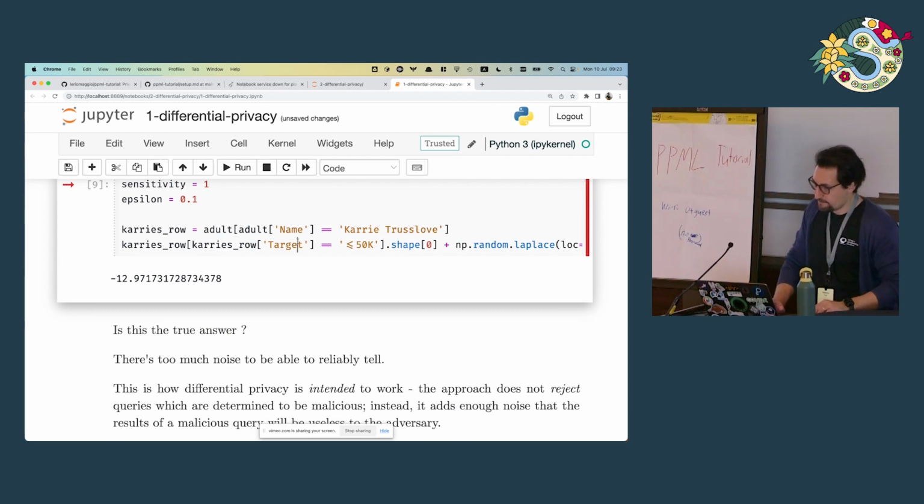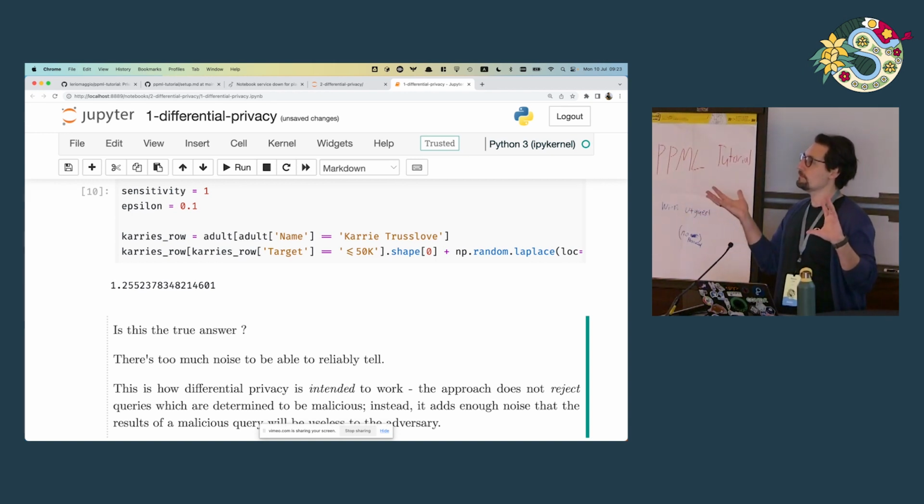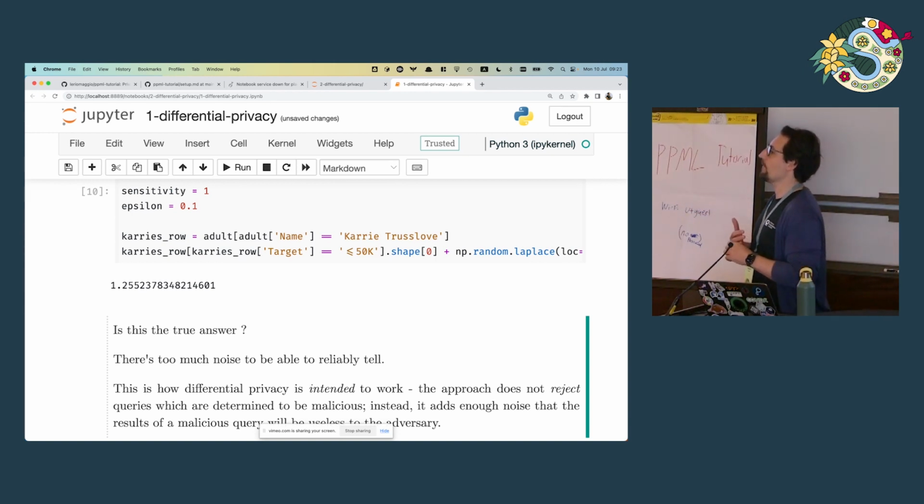Right, this is it for differential privacy. Any question before we dive into properties? Yes, please.